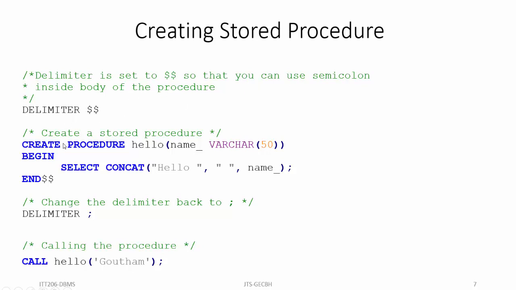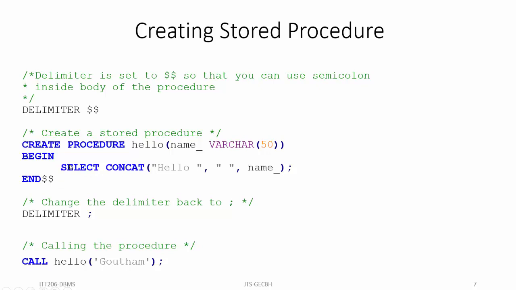Then to create a procedure, we use the keyword create procedure, then the name of the procedure. In this example, the name of the procedure is hello. Inside parenthesis, we should specify the parameter. In this case, I have mentioned a parameter name_, which is of type varchar of 50. Then we will write the statements inside this begin and end. And after the procedure ends, to denote the procedure as ended, we put these two dollar signs, which is the new delimiter of SQL. Inside this begin and end we will be writing the statements.